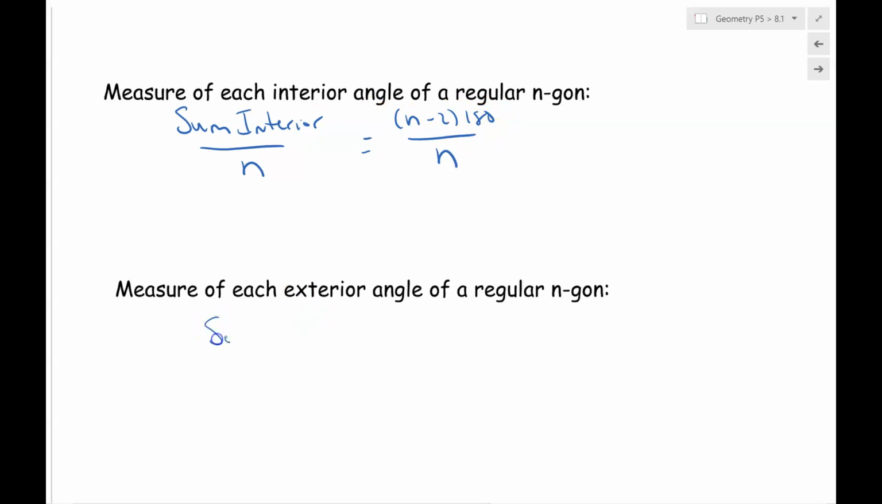Exterior, so you're going to take the sum of the exterior and divide by n. But it's easier because the sum of the exterior is always 360, and we're going to divide by n. Okay? All right.